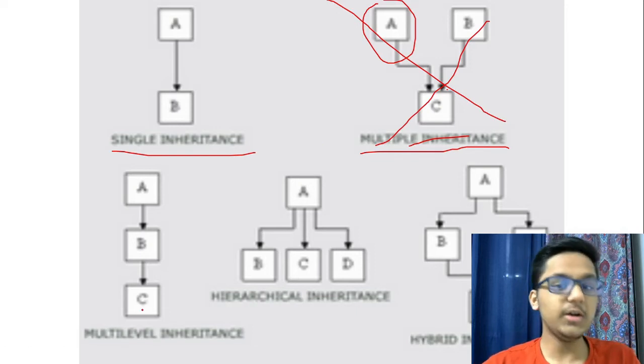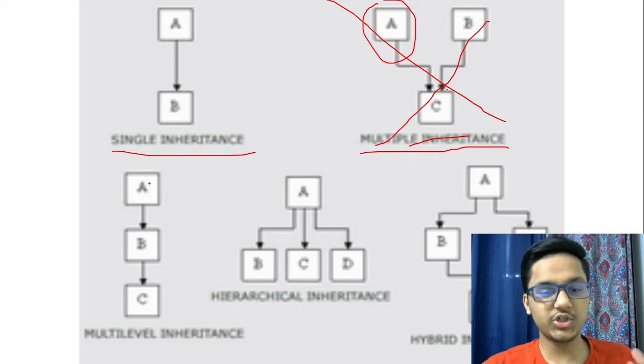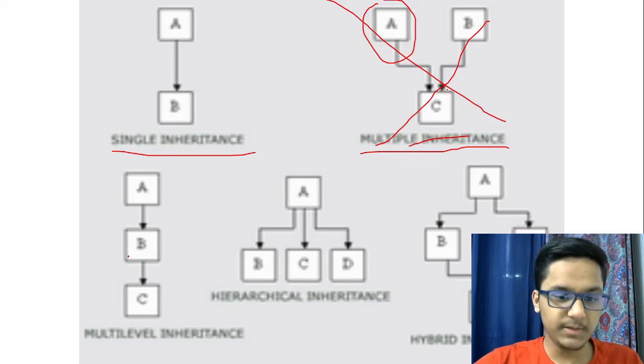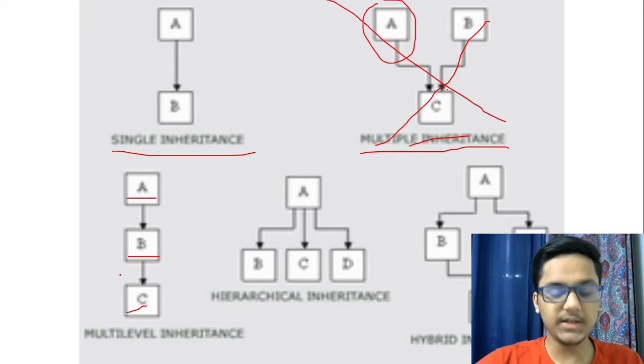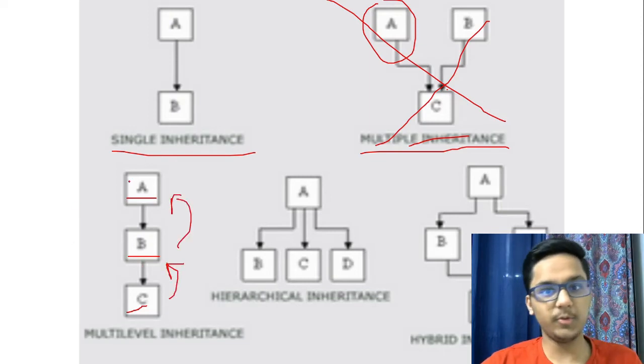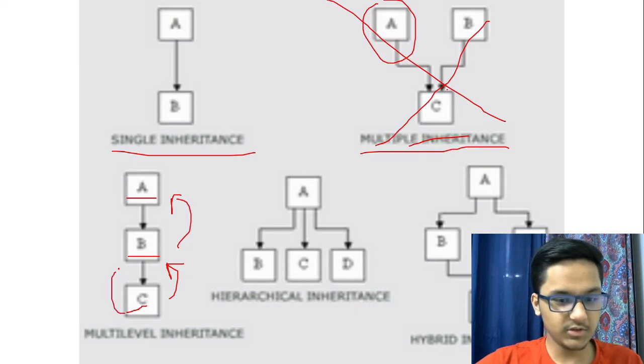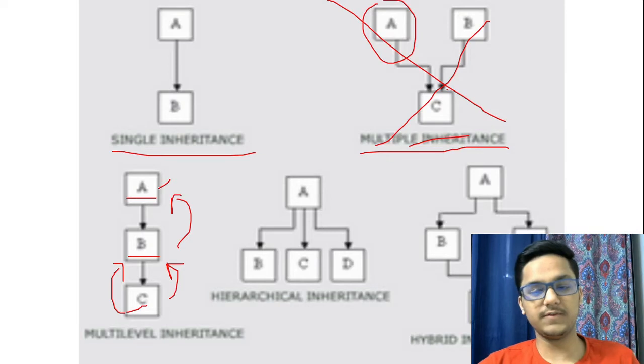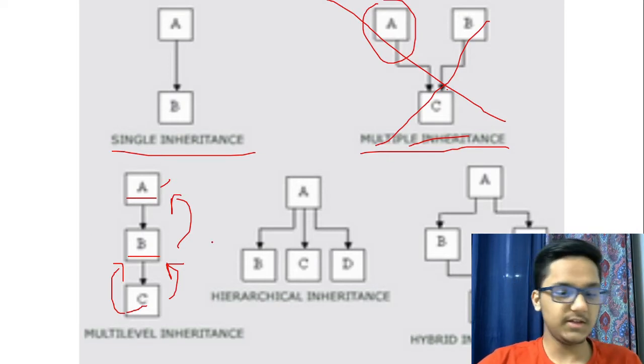Then we have something called multi-level inheritance. Multi-level inheritance is just two or more single inheritances. For example, class B inherits the properties of class A and class C inherits the properties of class B. So this is how the chain goes. B inherits all the properties of class A, and C inherits all the properties of class B. So you can assume A is the grandfather of C and B is the father of C.